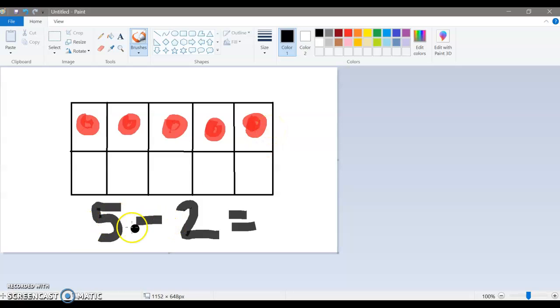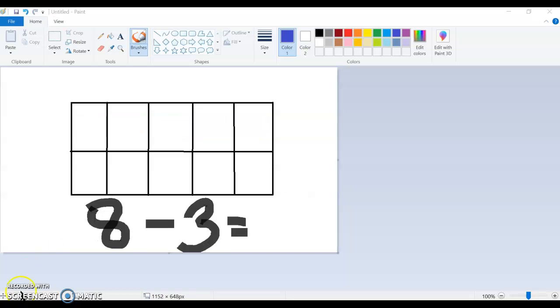Our problem says 5 minus 2. So minus 2, that means we're going to cross out 2 circles. So 1, 2. We are only going to count the ones that are left. So that is 1, 2, 3. 5 minus 2 is 3. Okay? All right, we're going to do another one.